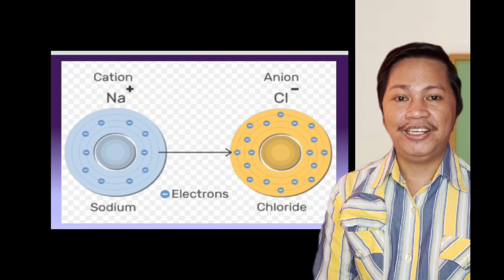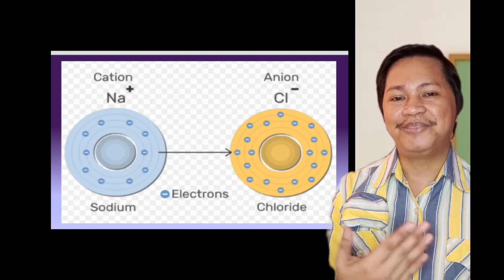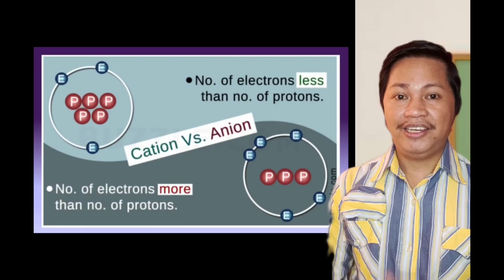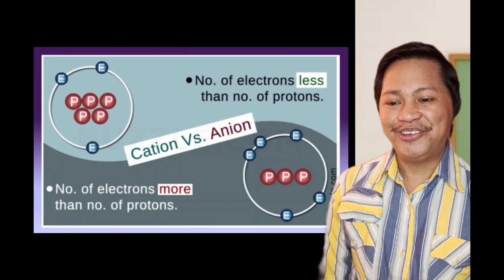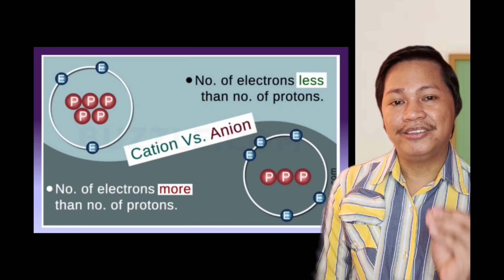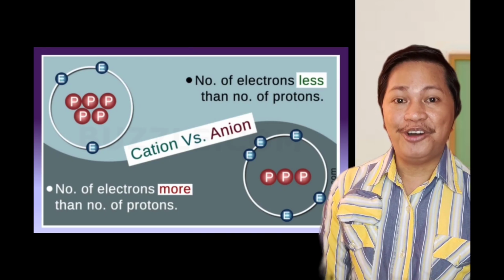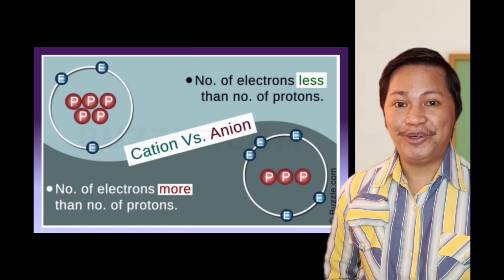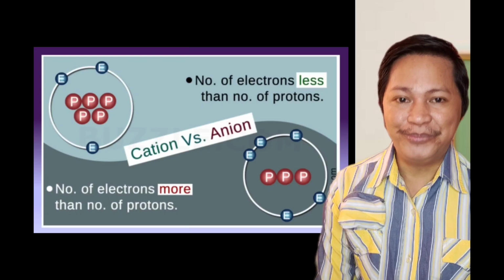Again, going back to the discussion, class, if the atom loses electrons, maging positive ion siya. But if the atom accepts or gains electrons, maging negative ion siya. So, baliktad. Okay, class. Here's the difference between cation and anion. Pag sabing cation, number of electrons less than the number of protons. But when we speak about anion, the number of electrons is more compared to the number of protons. Again, cation, number of electrons less than the number of protons. Anion, number of electrons more than the number of protons.